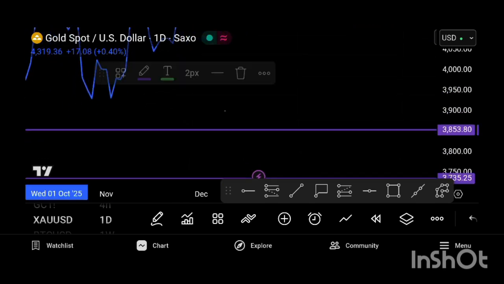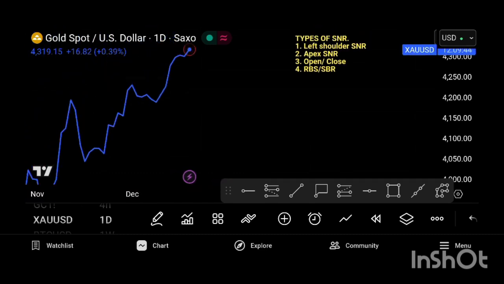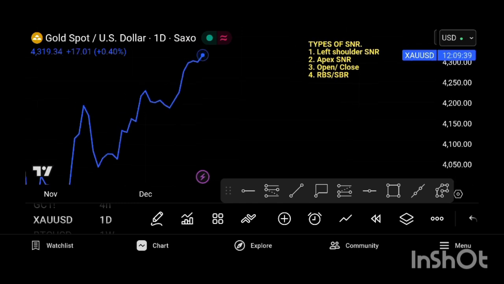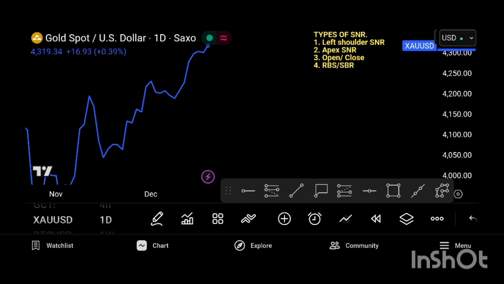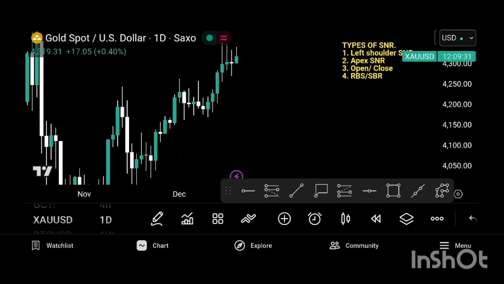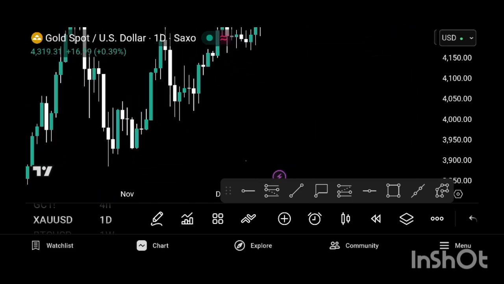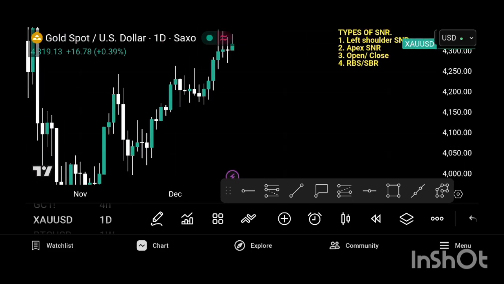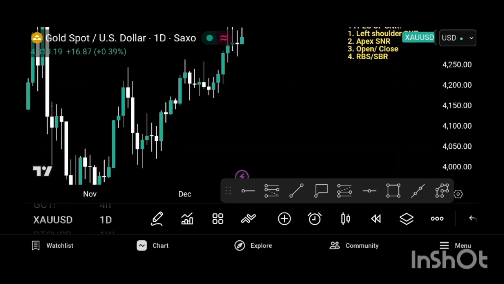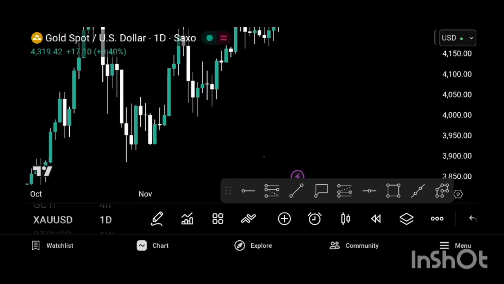So moving forward, the next type of support and resistance that we have is what we call the open close support and resistance. Now this type of support and resistance is found mainly on higher time frames. So you can find it on time frames like monthly, weekly, and daily time frames. Those are where it is very powerful. So an open and close support and resistance is that space between two candles of the same form, where price can react from.